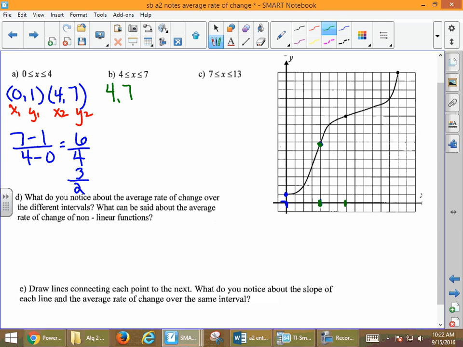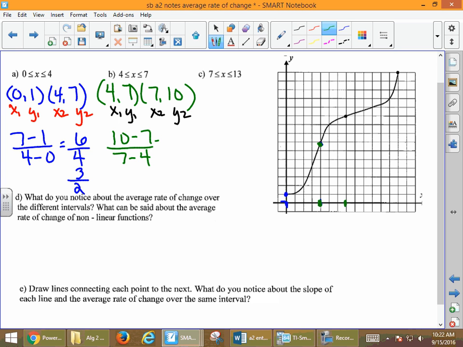It's a coincidence that it's 4, 7 in our intervals 4 to 7. But over here at 7, 1, 2, 3, 4, 5, 6, 7, 8, 9, 10. It's 7, 10. And once again, to calculate the average rate of change, or to calculate the slope, we're using x1, y1, x2, y2. And we fill that back in. And we end up with 10 minus 7 divided by 7 minus 4.